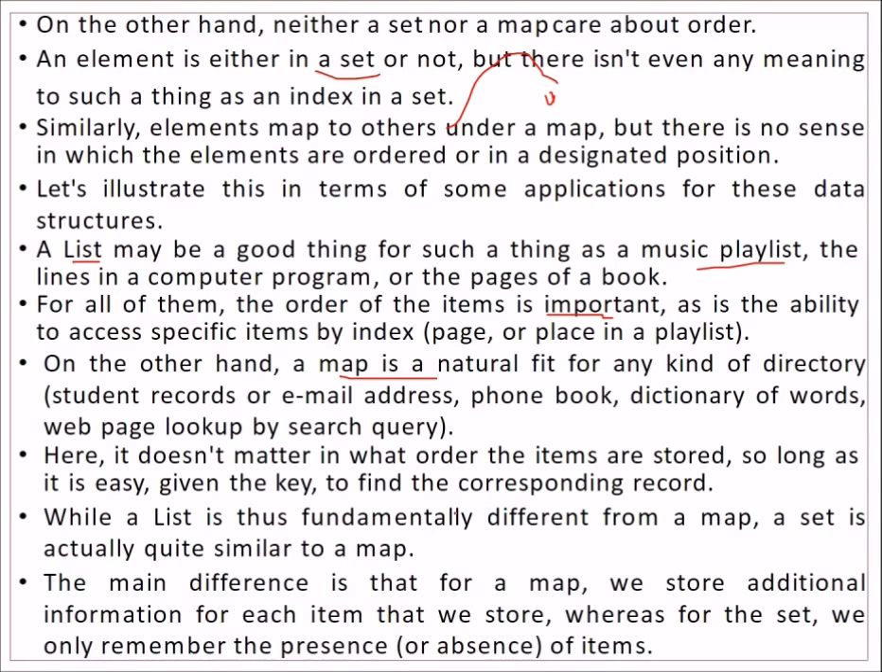While the list is fundamentally different from the map in various terms, a set is actually quite similar to a map. How? The difference is that for a map, we store additional information for each item that we store, whereas in a set, we only remember the presence or the absence of the items.